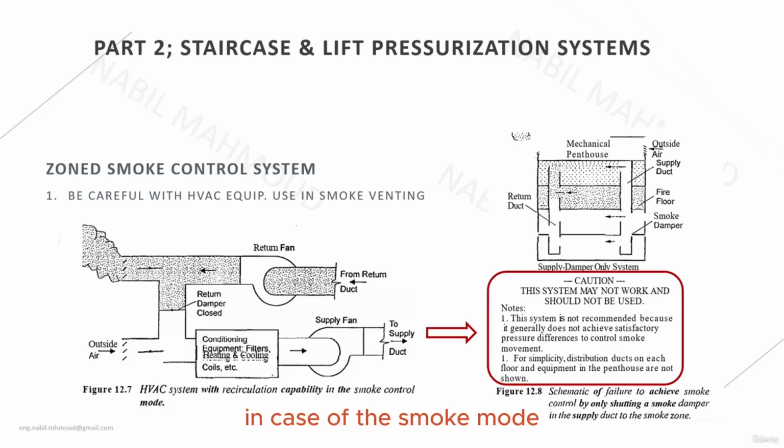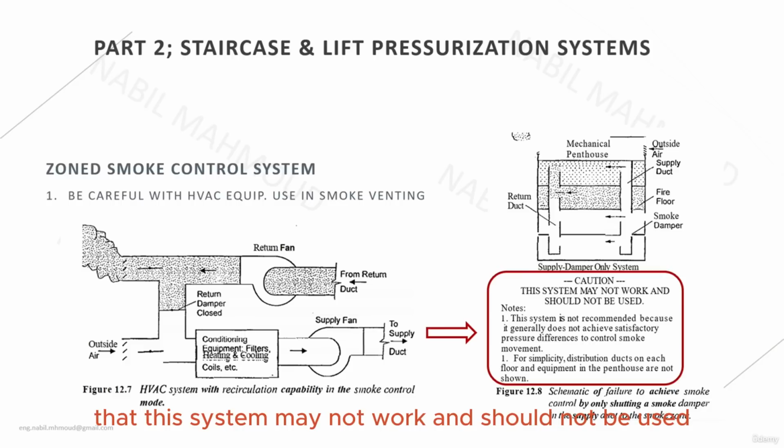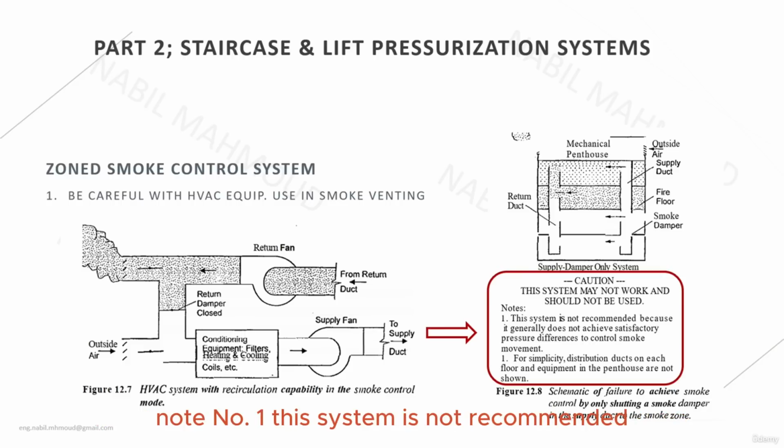If we refer to the figure on the bottom right side of the screen, we can see a caution that is quoted from ASHRAE regarding using this system, and it's mentioned that this system may not work and should not be used. And the notes for that are that: note number 1, this system is not recommended because it generally does not achieve a satisfactory pressure difference to control the smoke movement.